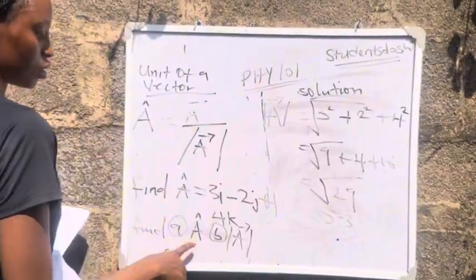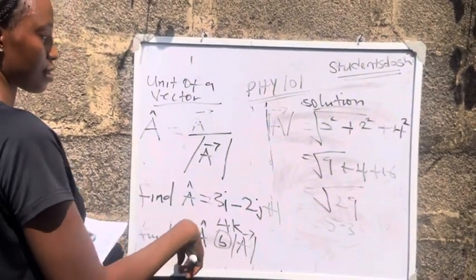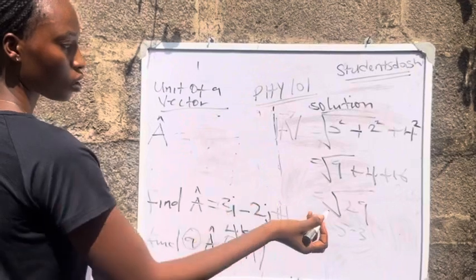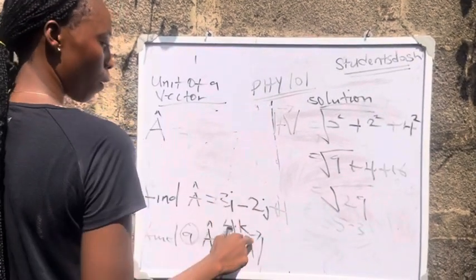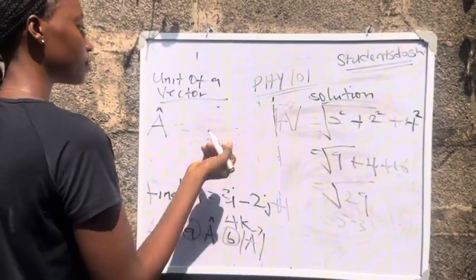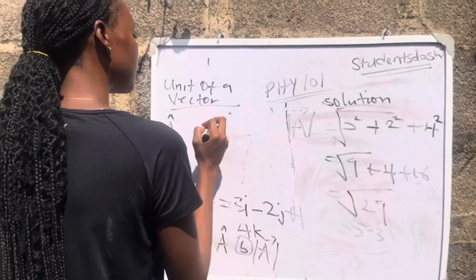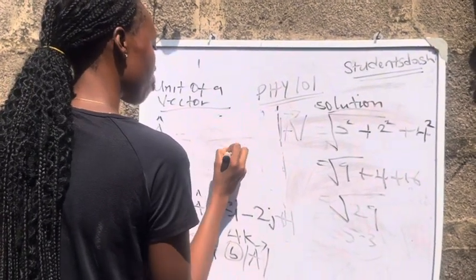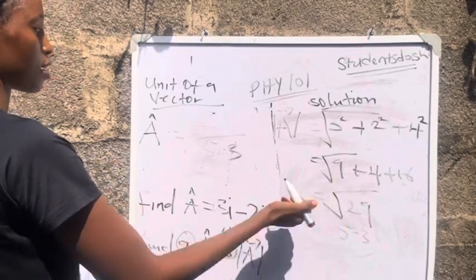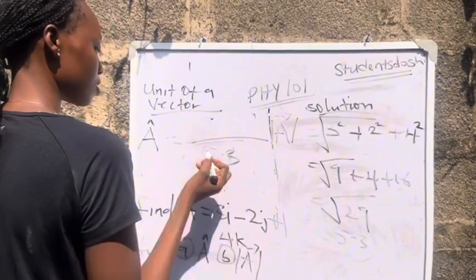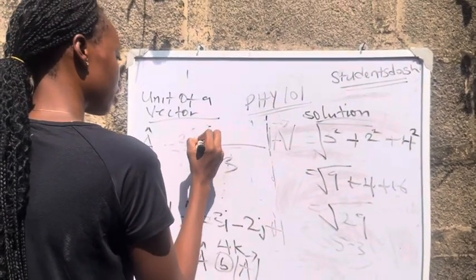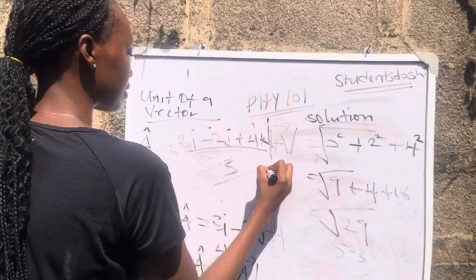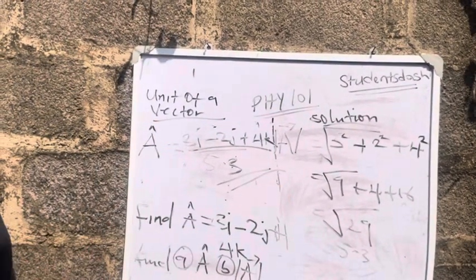So we are going to be solving for the unit now. From the formula given, our magnitude is 5.3, which we've gotten here. Then our vector is 3i minus 2j plus 4k. This is the answer for the unit.